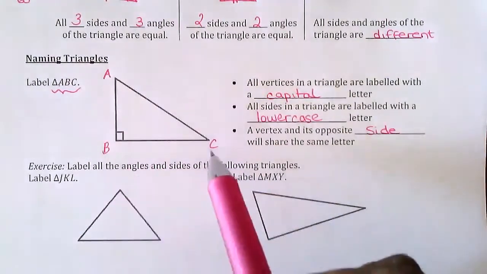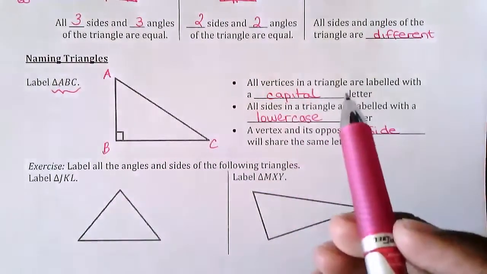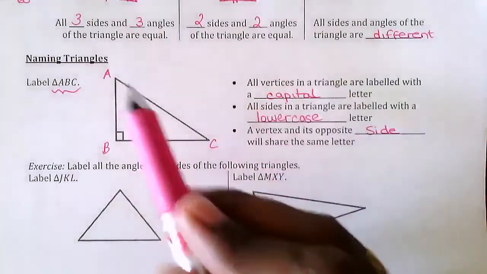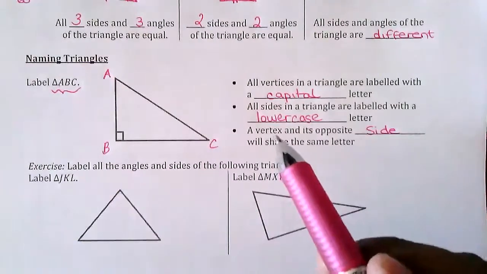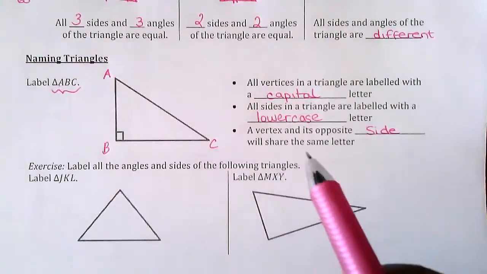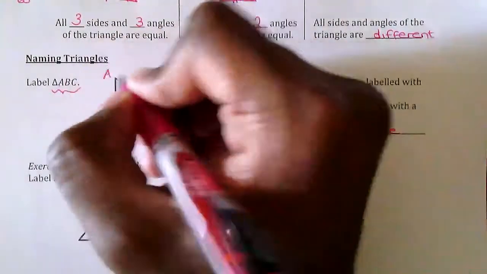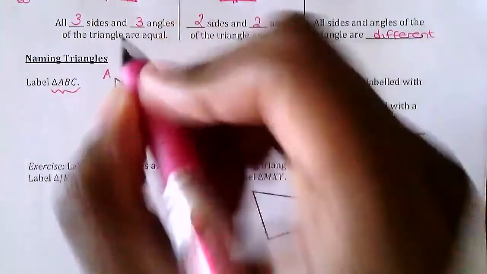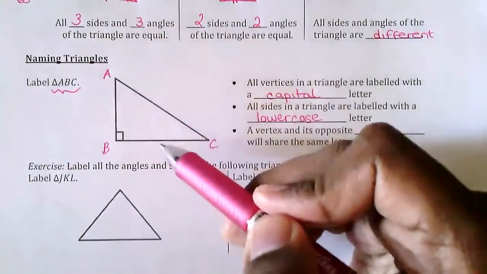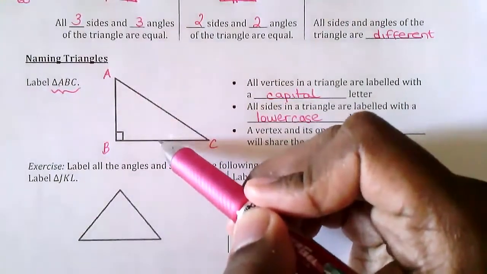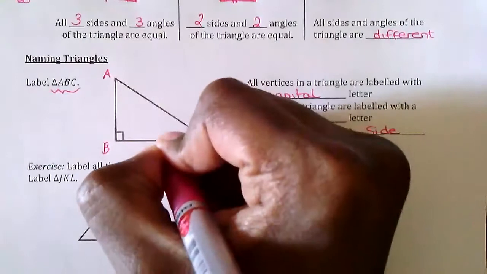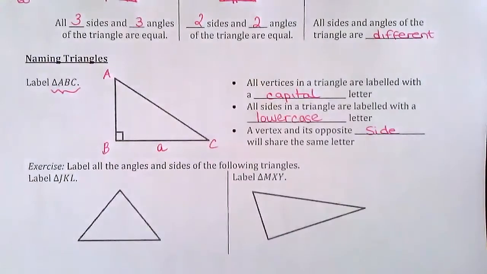So I have my vertices and I've labeled them with a capital letter, so that's fine. I need to label the sides with the lowercase letter, but what I know is that the vertex and its opposite side will share the same letter. So let's start with A. Here is vertex A. The side that's opposite to it is here. So this vertex and this side will both be called A, but because this is a side length, it would be a lowercase a.